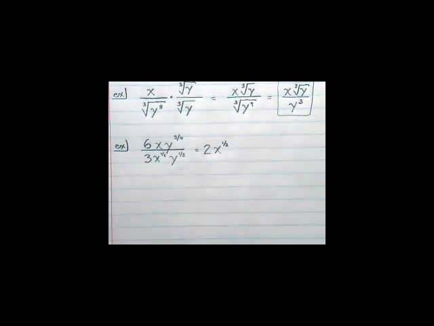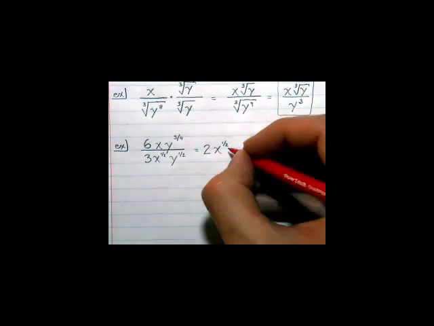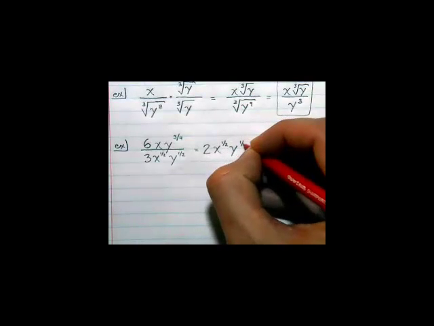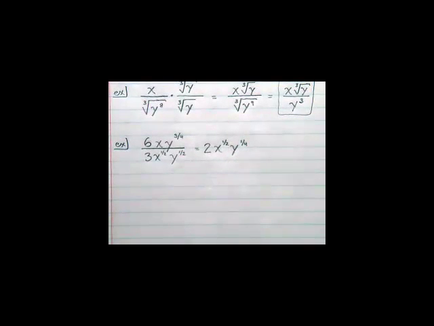X to the power of 1/2. 1 minus a half, right, is what we're doing there essentially. And then we've got 3/4 minus a half on the y. What's 3/4 minus a half? A quarter. So it's y to the 1/4 power. That's our answer.